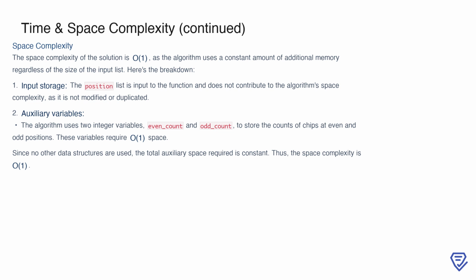Next, the algorithm maintains two integer variables, even_count and odd_count, to keep track of the number of chips at even and odd positions. These variables require constant space, O(1). Since there are no other data structures or dynamically allocated memory used in this solution, the total auxiliary space required remains constant. This makes the space complexity O(1).